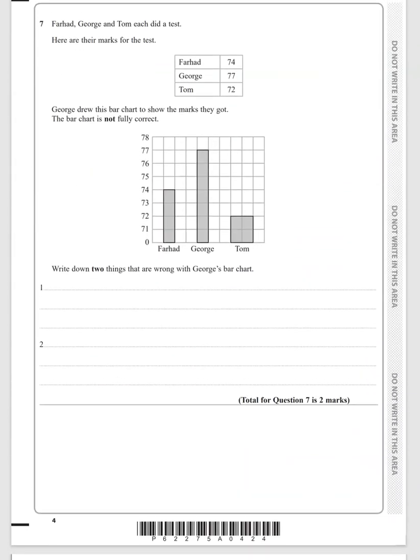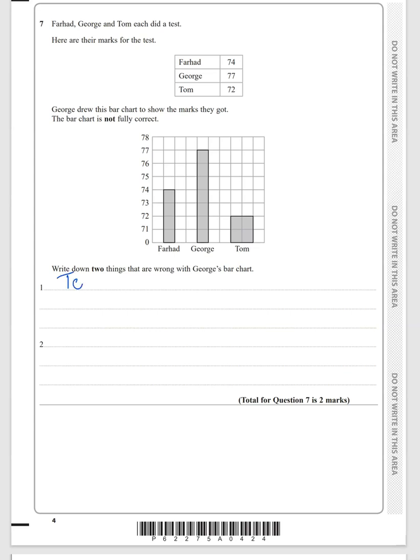Right. Farhead, George and Tom did a test. Here are the marks. Okay, George drew his bar chart to show the marks they got. The bar chart is not fully correct. Okay, so we got 74, 77, 72. Write down 2 things that are wrong. Well, Tom's bar is too wide. All the bars need to be the same width.